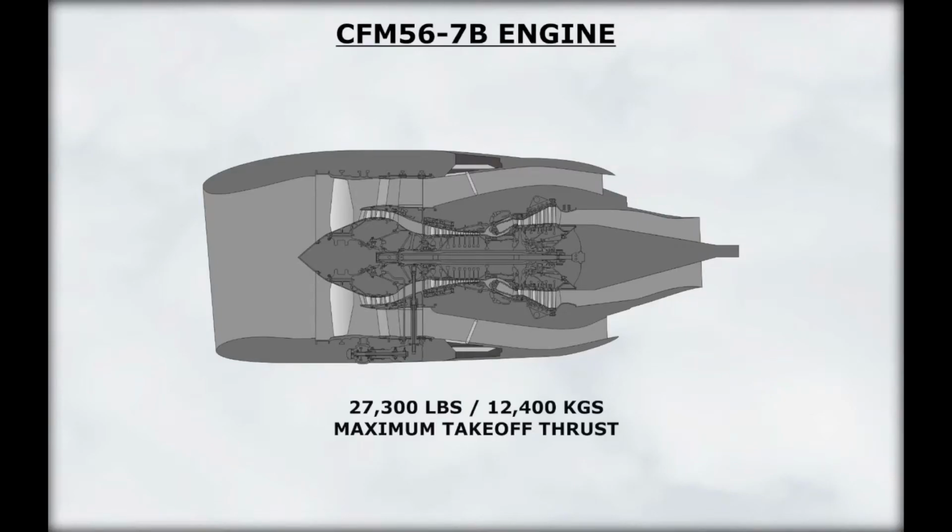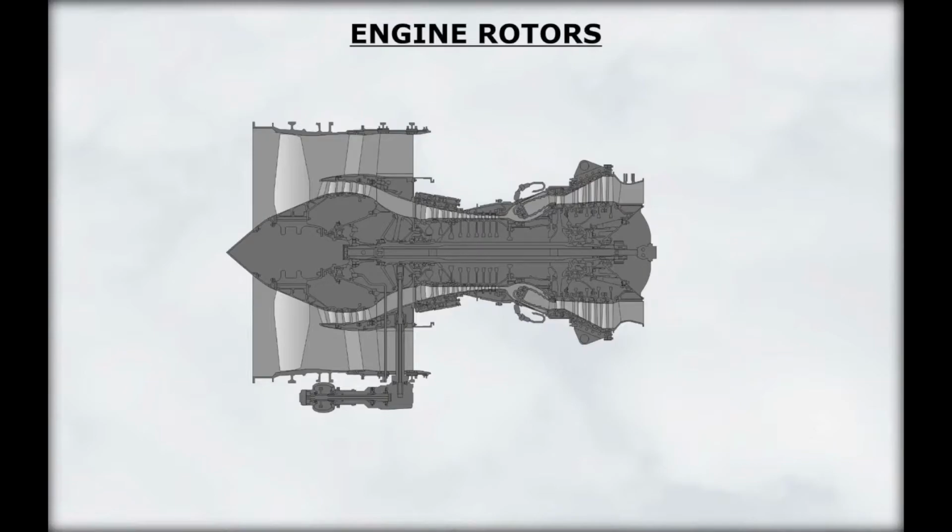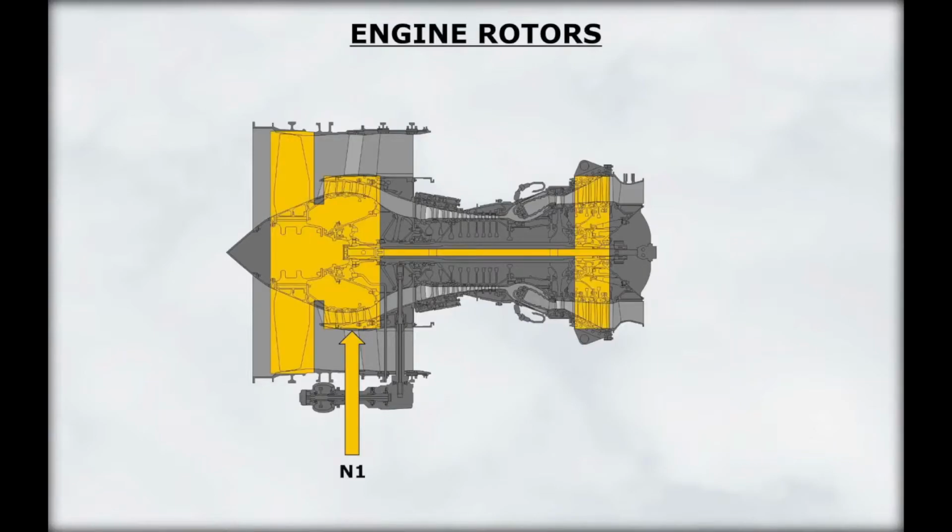Two wing-mounted CFM56-7B engines produce 27,300 pounds of maximum takeoff thrust. Each engine consists of a dual rotor, axial flow, high bypass ratio turbofan. The engine consists of dual rotors, N1 and N2. They are mechanically independent of each other.